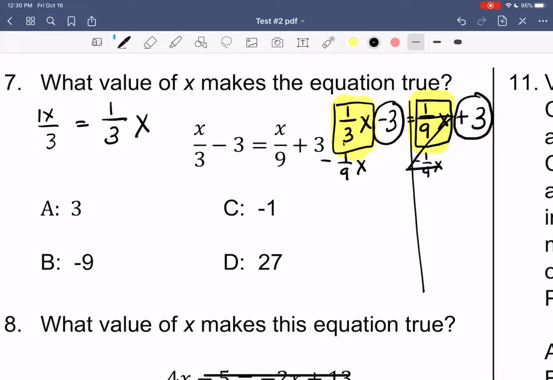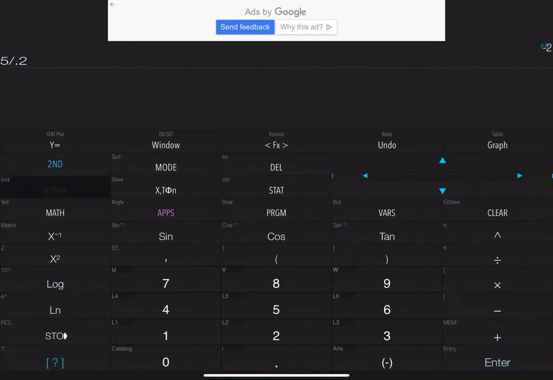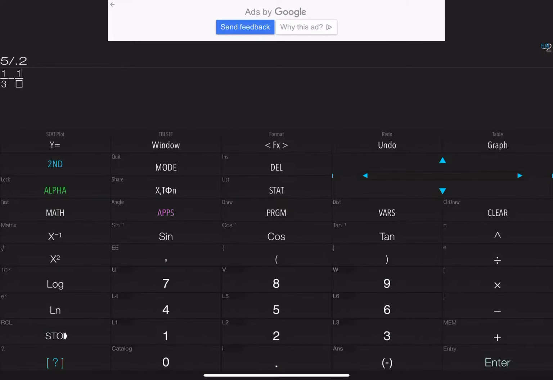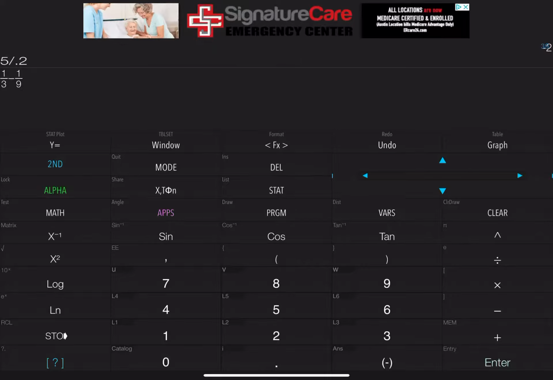And then we can go to our calculator and go 1/3 minus 1/9. So again, 1 over 3 minus 1 over 9. And this calculator is a free app in the Apple App Store, and it functions almost identically to the yellow calculators that we have in school, so I would definitely recommend this. You type in graphing calculator in the App Store, and this will be the first one that you can choose from.